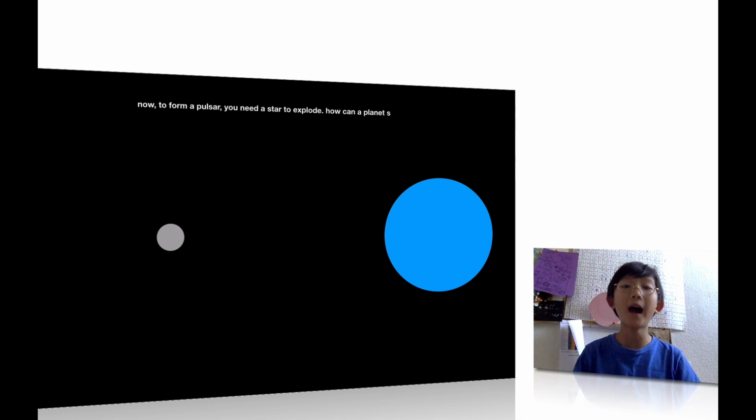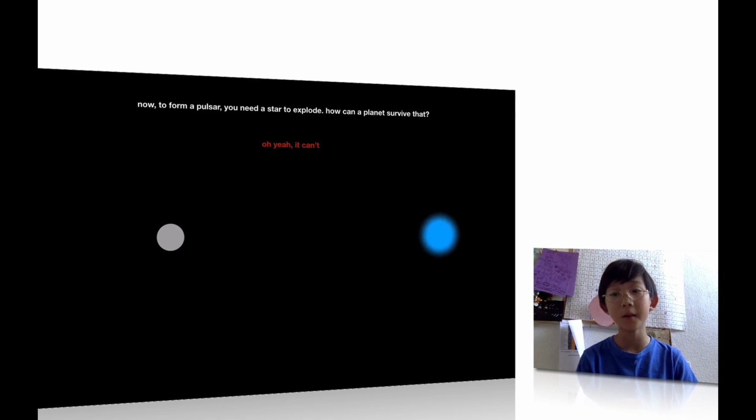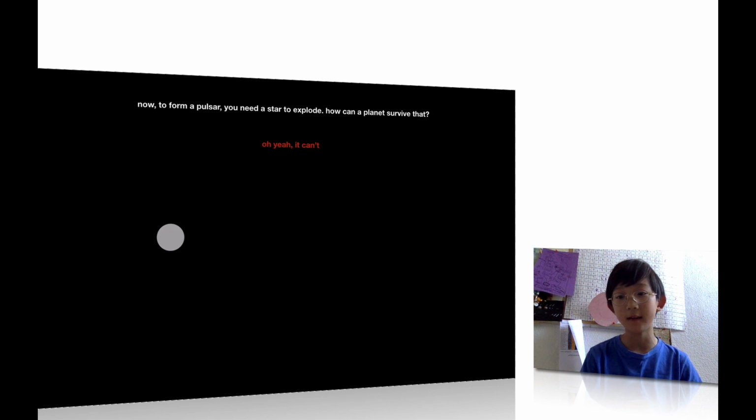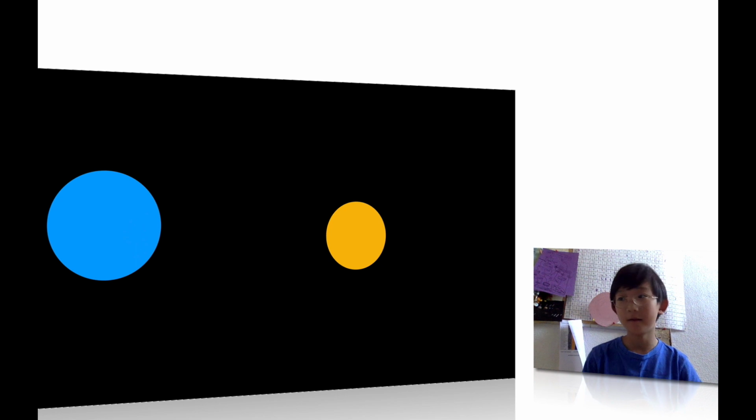Okay, anyway. Now, to form a pulsar, you need a star to explode. How can a planet survive that? Oh yeah, it can't. So here's a very bad animation of it. Eventually the star gets smaller and smaller, and then it explodes like this. And the planet disintegrates. Sorry, I'm bad at pronouncing that word.